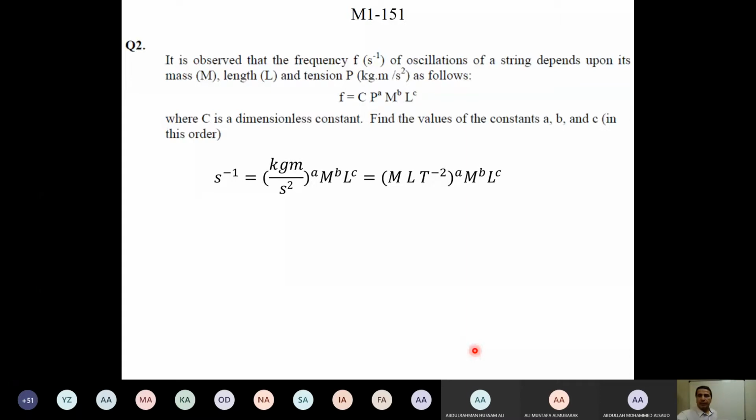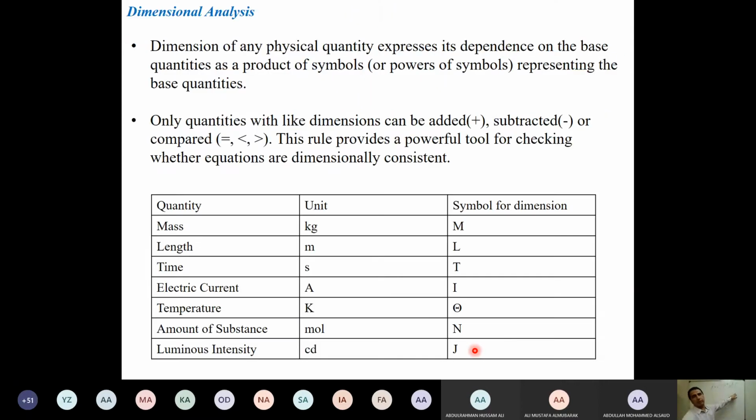And then find the values of the constants A, B, and C, which appear as the powers of the dimensions which are given there. So let me write this here. You have frequency equals C, P to the power A, M to the power B, and then L to the power C. Since the mass and the length are both given in their corresponding dimensions, with the symbols we have described here, for the mass you have M, and for the length you have L. So it is already in those symbols. I don't need to do anything with it.